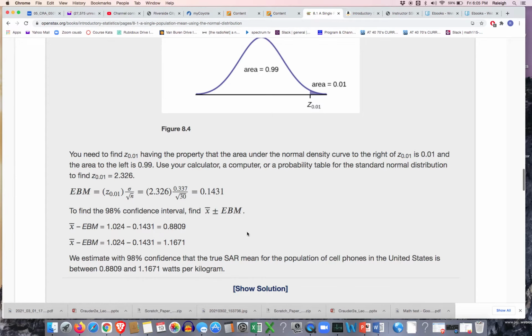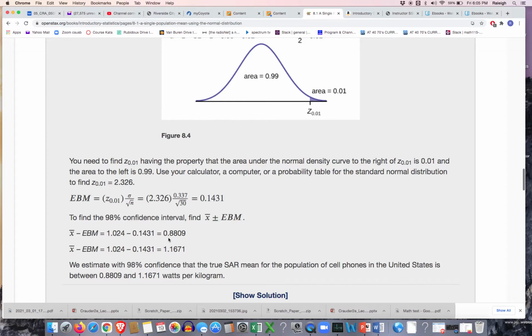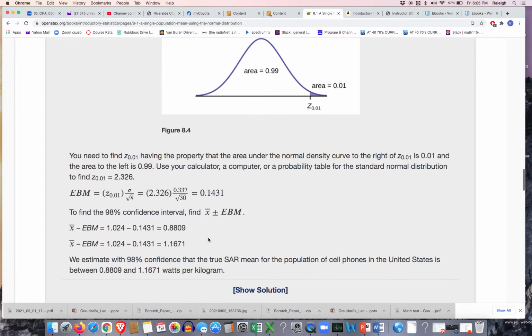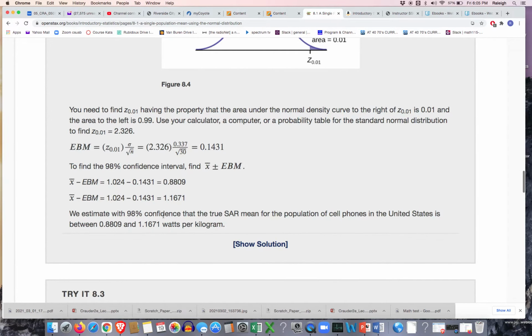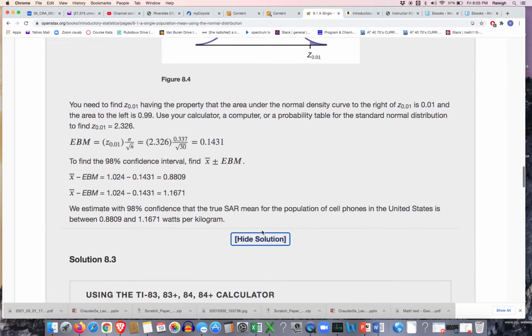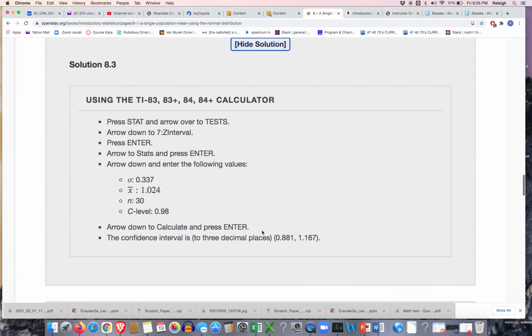And so that means our confidence interval will be between roughly 0.88 and 1.17 watts per kilogram. We can estimate with 98% confidence that the true mean for the population of cell phones in the US, which is a sweeping statement, is between these two numbers in terms of watts per kilogram. Now, of course, the TI would go and find out various other things. If it's a C level that you need, then it's easier. You just type in the 98%.